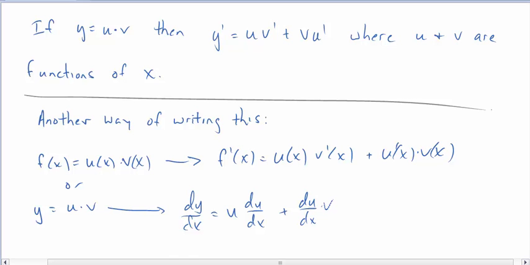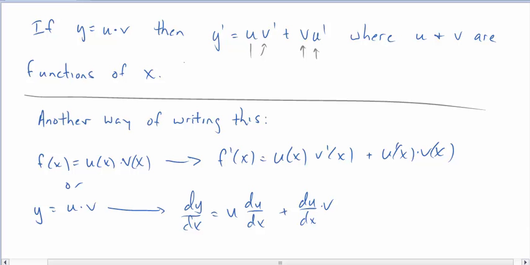There are two other ways of writing this down below. But what you need to know for the product rule is if we have a function that is the product of two other functions of x, we're going to do first times derivative of the second plus second term times derivative of the first. And this is just something you need to know and get familiar with.